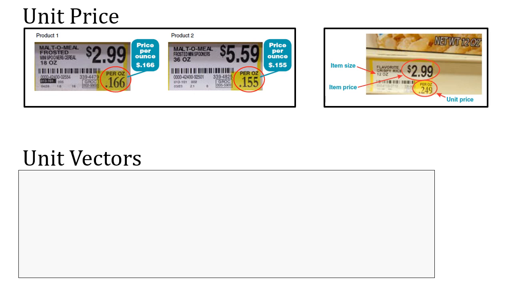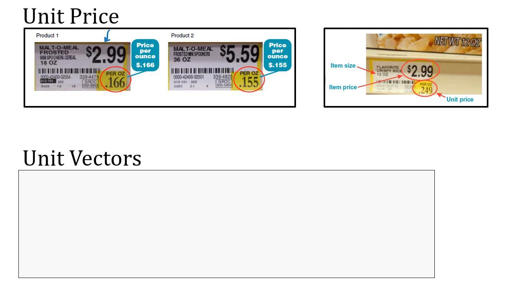I bet you've been to the store before and you've wanted to purchase something and there were two different choices and you weren't sure which was the better deal. Well, unit pricing makes it easy for you to determine which is the better price. In the images, we see a product 1 and a product 2, and it looks like we're dealing with a cereal, multi-meal frosted cereal.